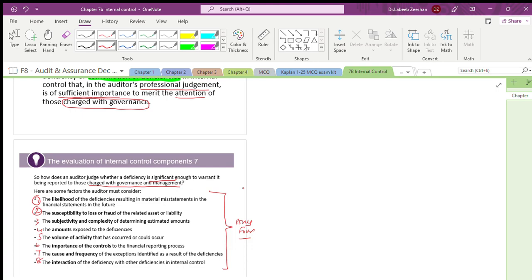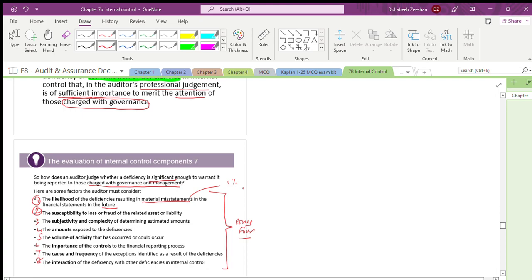The first one: the deficiency is resulting in material misstatements. Material misstatement you can understand in terms of percentage, for example 1% of sales, 5% of profit. That is the material misstatement. It will happen in future.